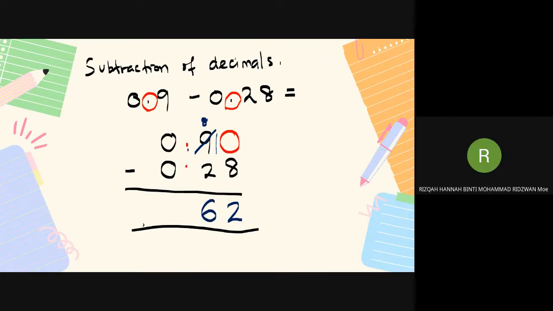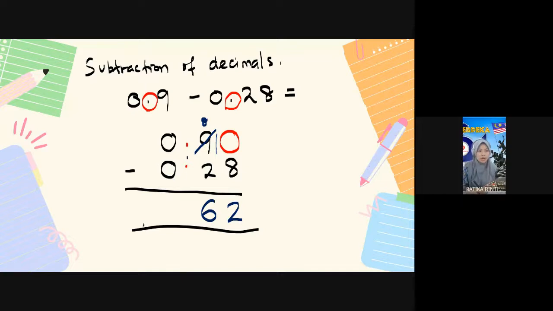And don't forget the decimal point must be in one line. Lurus saja dekat sini. And 0 minus 0 is 0. So the answer is 0.62. Okay, that is the most important thing in arrangement of normal form for decimals.